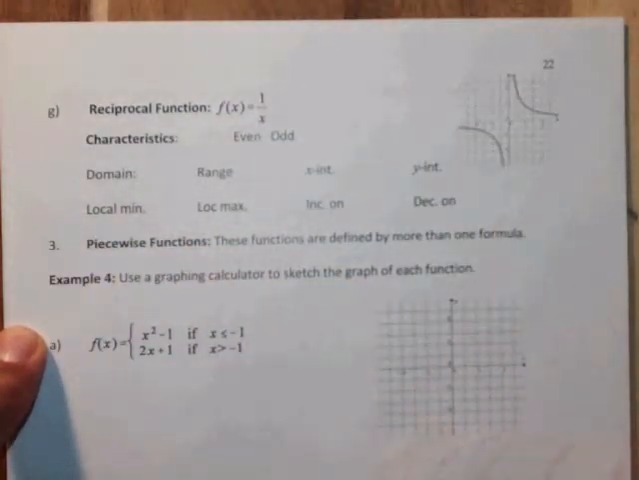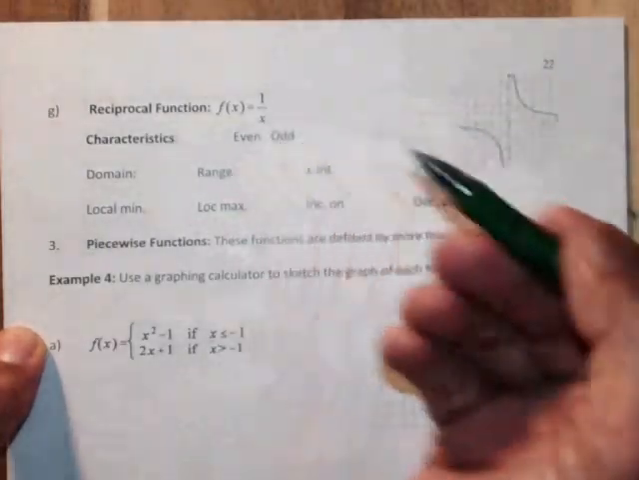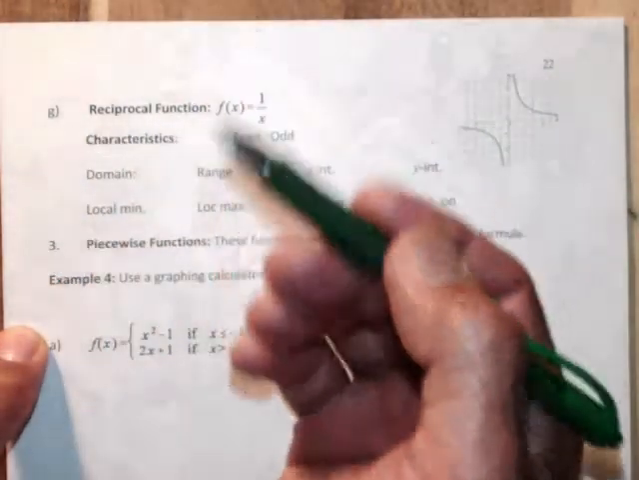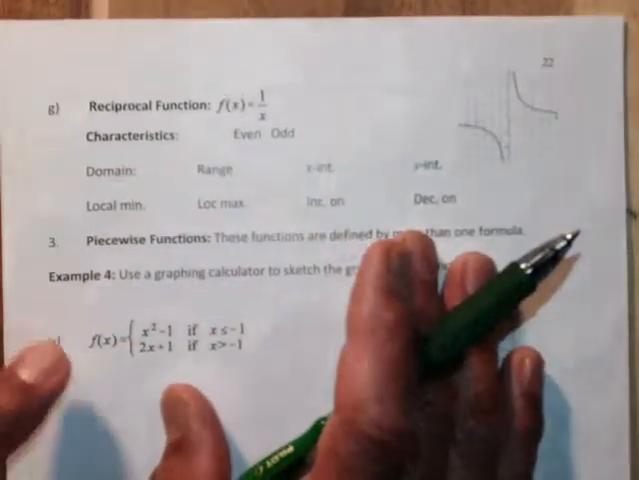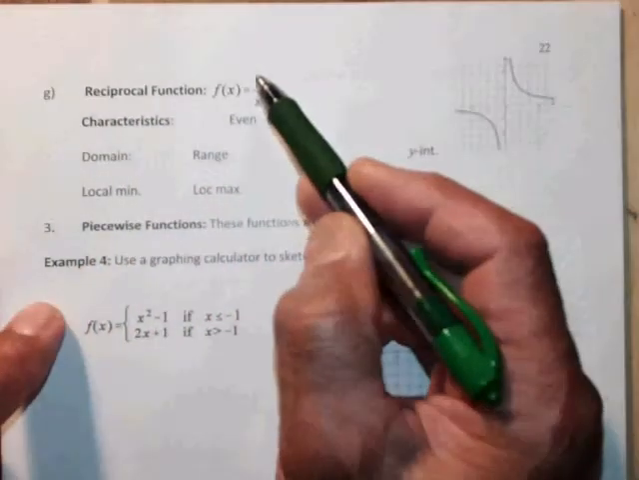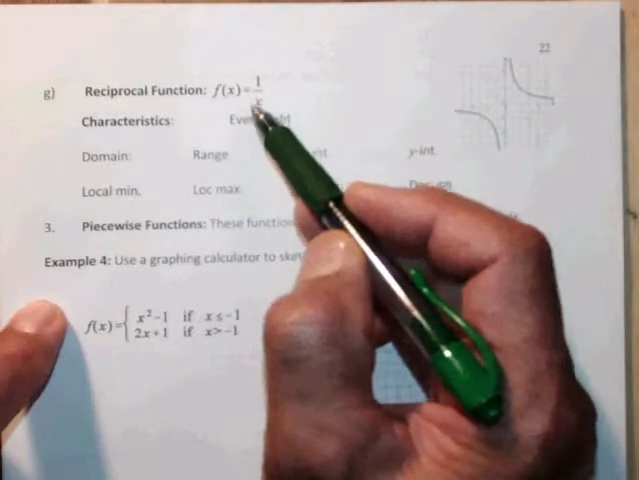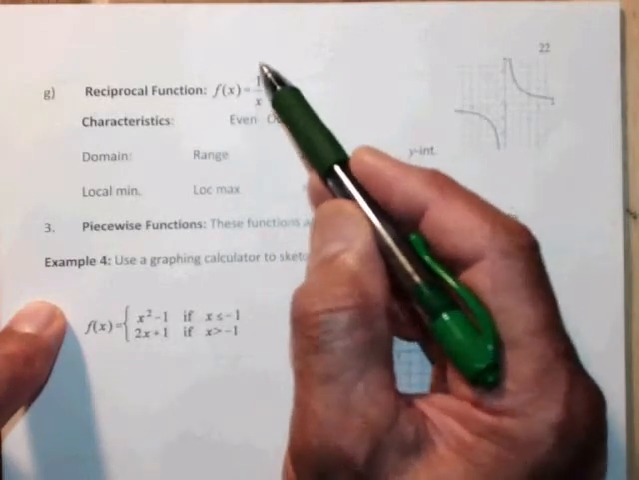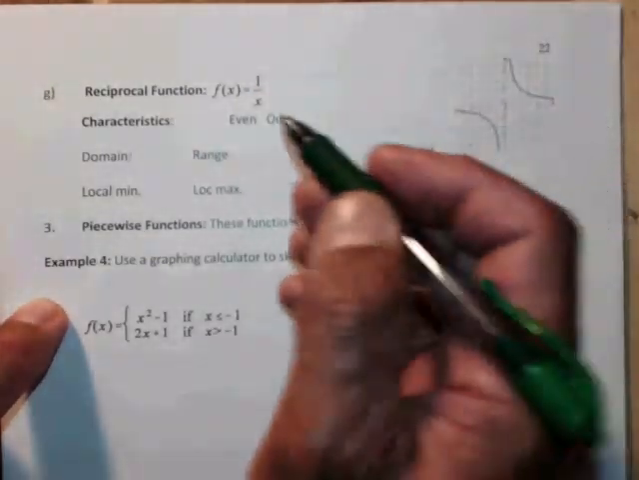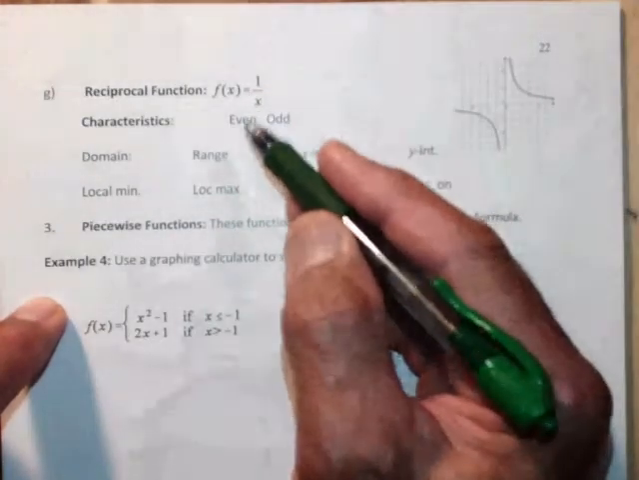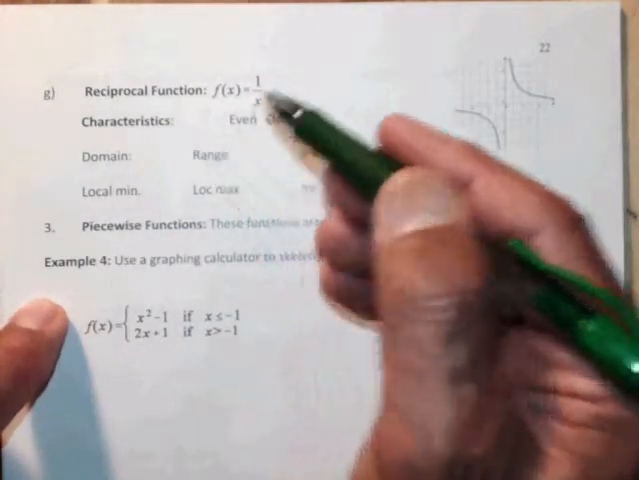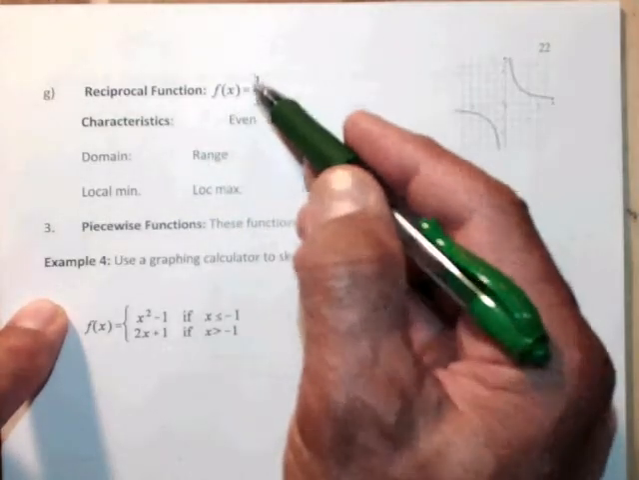Okay, the next example, or continuing example one, the last item of the last example is called a reciprocal function. Reciprocal function means that whatever the value of x is, the y value would be 1 over that. Like if x is 2, then y is 1 over 2. If x is 5, y is 1 over 5. Whatever x is, then y is 1 over that.